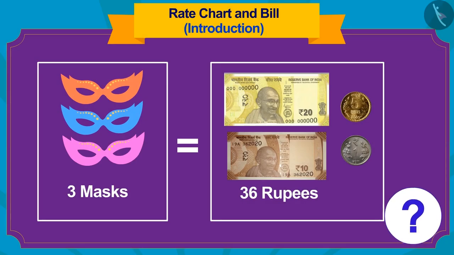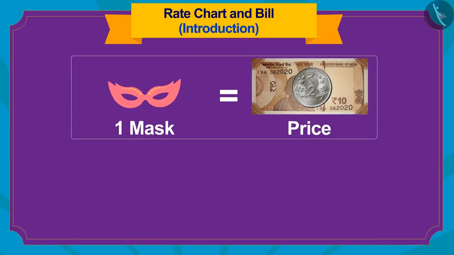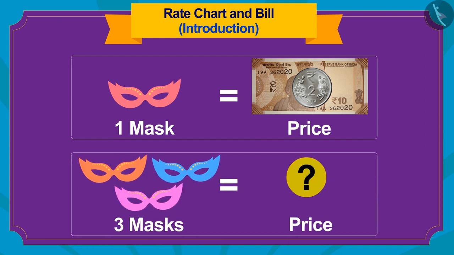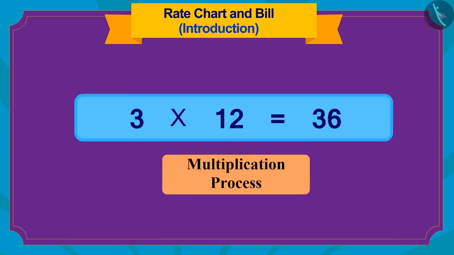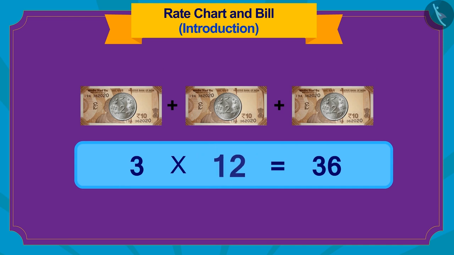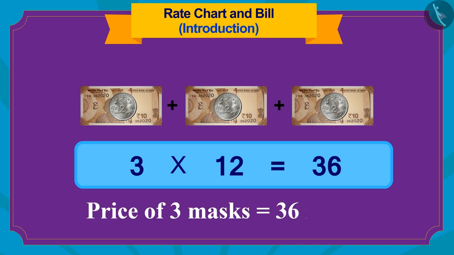Children, do you know how Bunny found this out? The price of one mask is 12 rupees. If we want to know the cost of 3 masks, then what process can we use? Absolutely right. The process of multiplication. 3 times 12 is 36. In this way, the cost of 3 masks becomes 36 rupees.